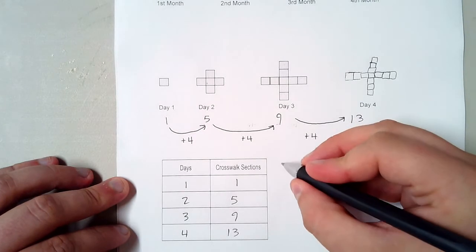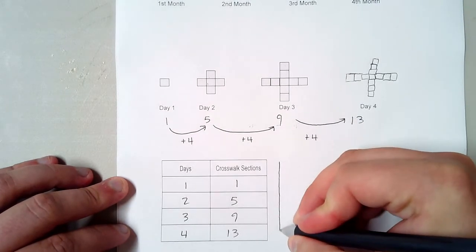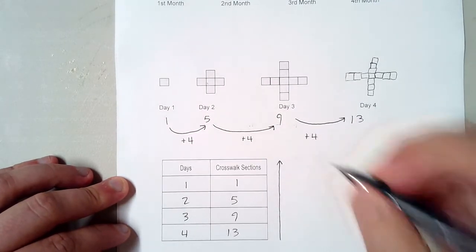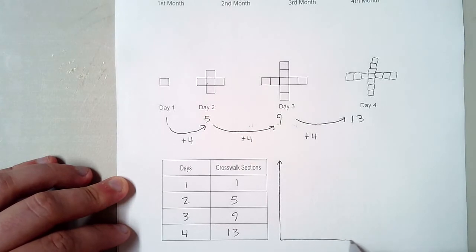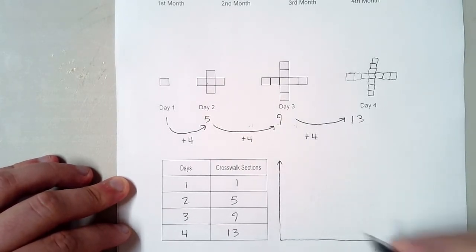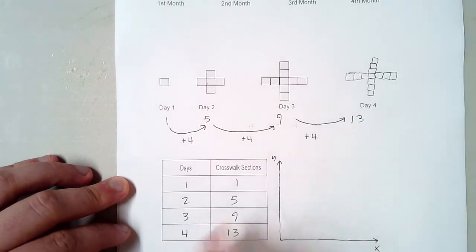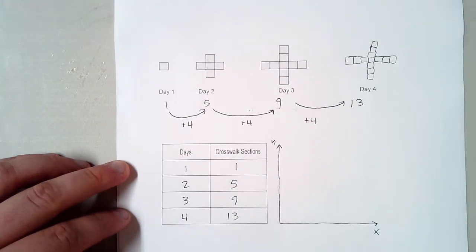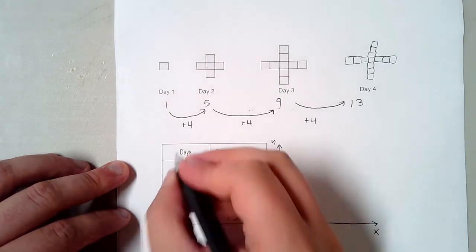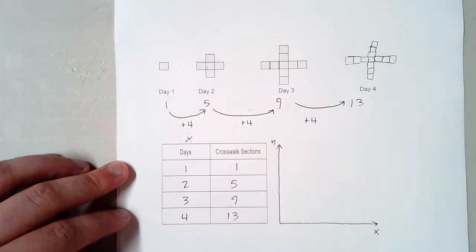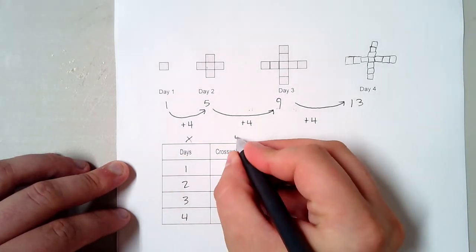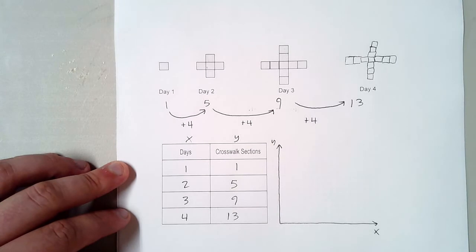I know that for all of you, this is a little hard to see. My printer did not print this out very well. But we have a little graph down here, and we have the x-axis and the y-axis. Now, which of these should be the x and which should be the y? Well, the days are our independent variable here, so that is our x, crosswalk sections are our y, and we'll go ahead and start graphing this.